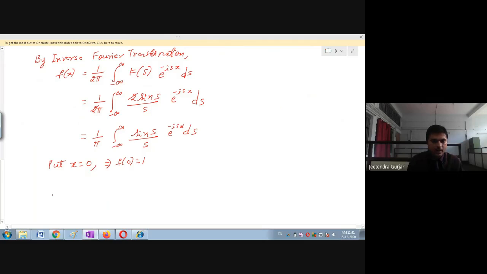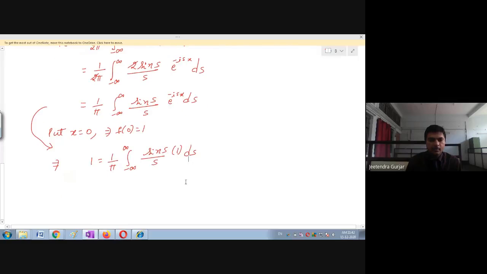So now I will continue this equation, students. This will become 1 is equal to 1 upon pi integration minus infinity to infinity sine s upon s, and e raised to minus isx. So x is 0, 0 into s into i is 0, e raised to 0 is 1. So therefore this is 1 and this is ds.